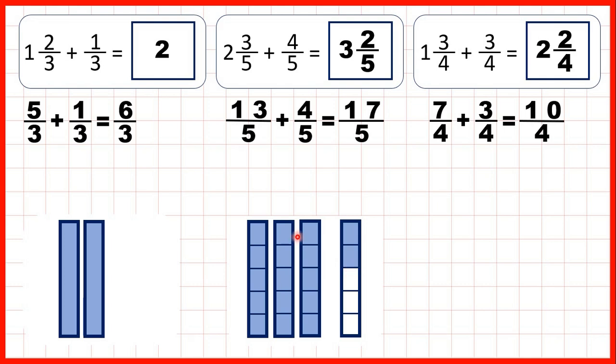But we can change that back into a mixed number, because if we divide 17 by 5, that gives us 3, remainder 2, so 3 wholes and 2/5 as our answer.